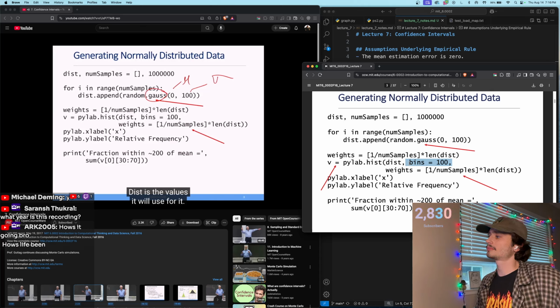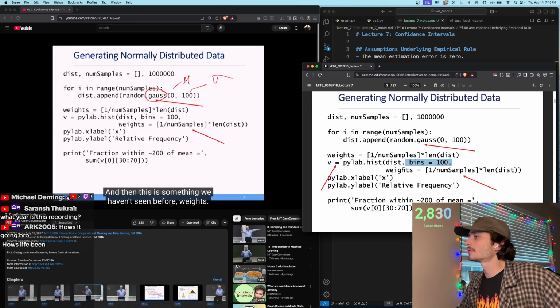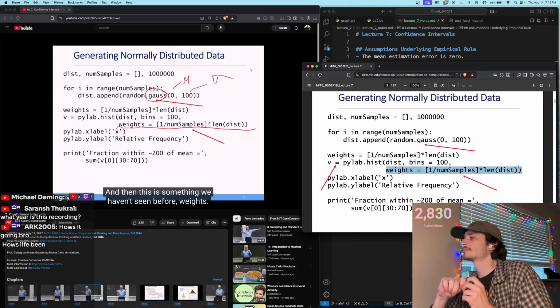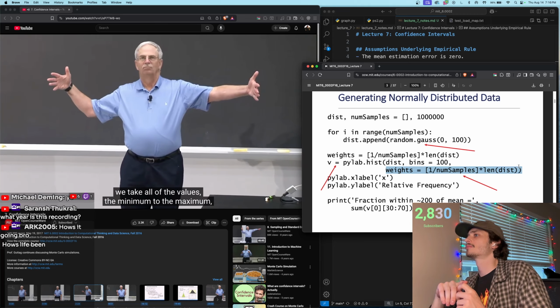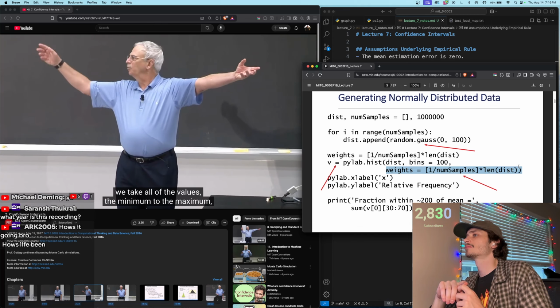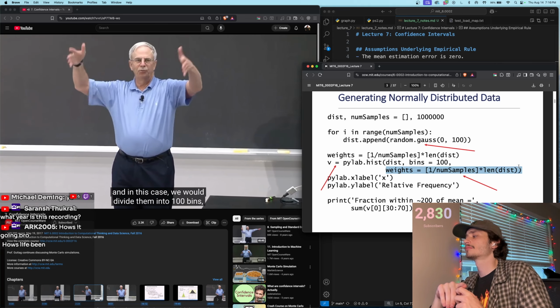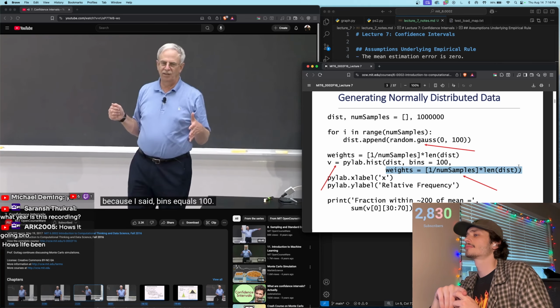Dist is the values it will use for it. And then this is something we haven't seen before. Weights is a keyword argument. So normally when we produce a histogram, we take all of the values, the minimum to the maximum, and in this case we would divide them into 100 bins, because I said bins equals 100.